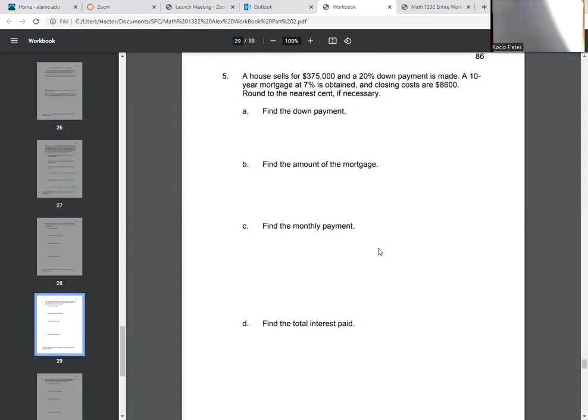Okay, let's go ahead and jump into these questions. It says a house sells for $375,000 and a 20% down payment is made. So you have enough money to put down 20%, which is pretty good. Just 10% is almost $40,000, 37,500. If you put down 20%, you're only going to finance the remaining 80%. It says a 10-year mortgage at 7% is obtained.